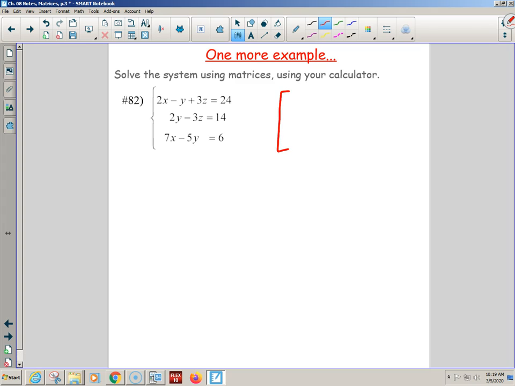But can you just tell me what you're typing in, even though I'm not making you write? What are you typing in? 2? Negative 1. Okay, that one was basic, though. How about the next one? You have to keep it organized. 0x, good. 2y, negative 3z, 14. How about the last one?